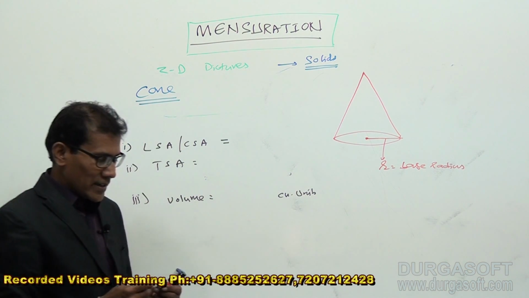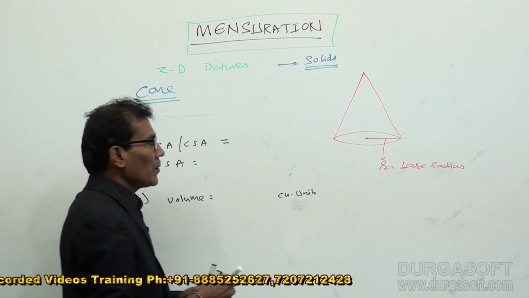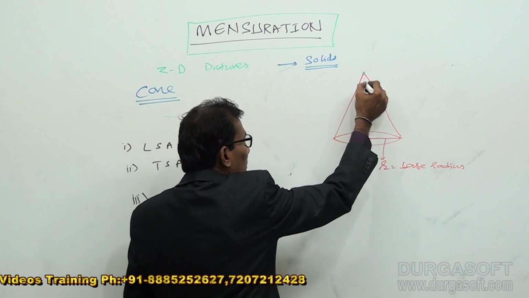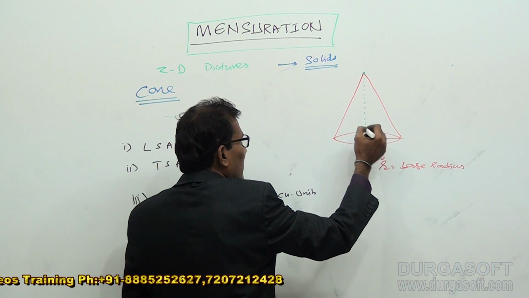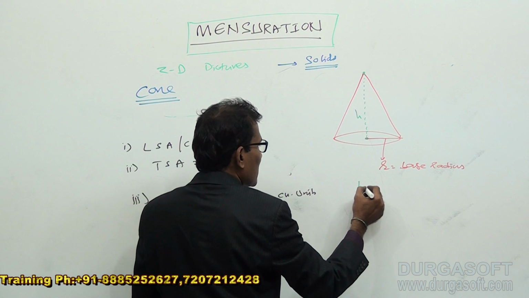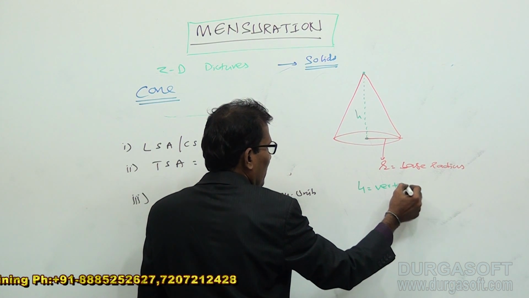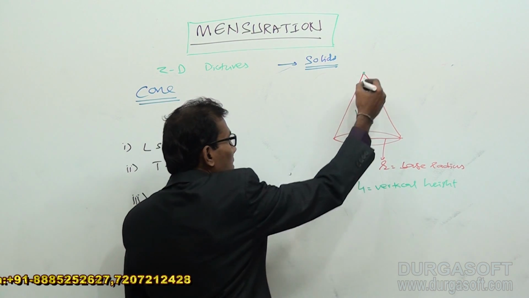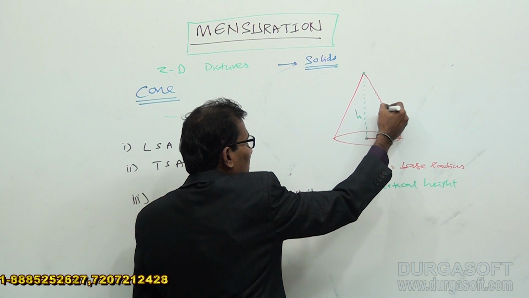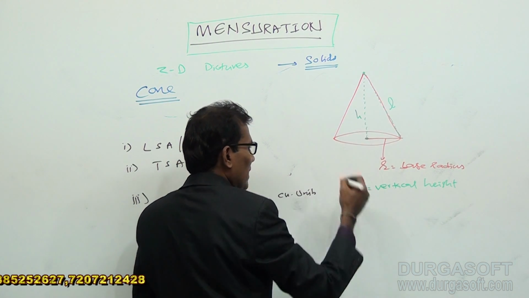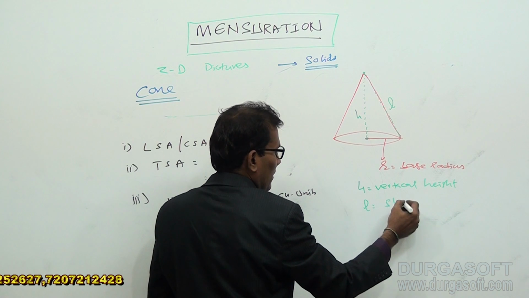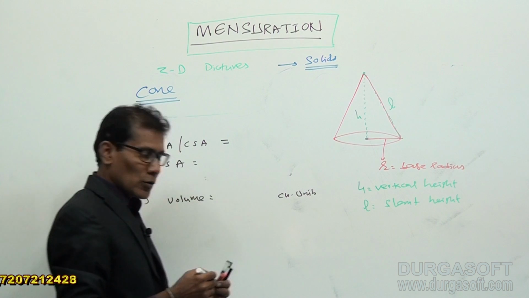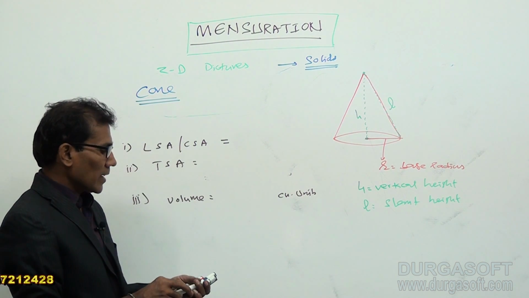And there are two heights for this cone. One is the vertical height, that is from the vertex to the center of the base circle. This is called vertical height. Say h. H is vertical height. And there is another height, it is slant, inclined. This length is denoted by L. L is slant height. For a cone there are two heights, slant height and vertical height.